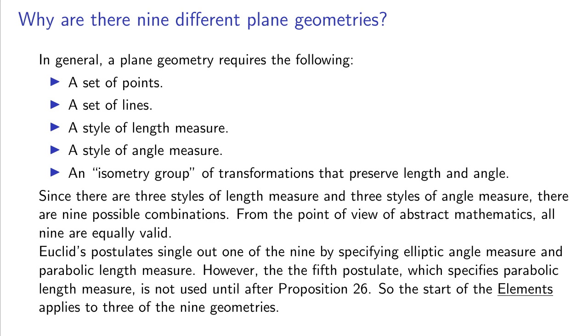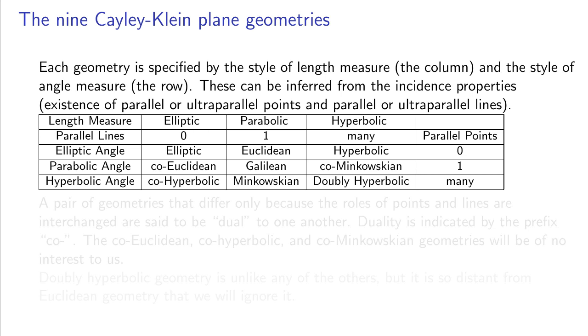It applies to all the geometries that use a style of length measure that doesn't depend on the existence of parallel lines. Here's a table showing the 9 geometries. Going across, we have the style of length measure, elliptic, parabolic, or hyperbolic, and that is determined by the existence of parallel lines. No parallel lines means elliptic, unique parallel line means parabolic, and many lines that fail to intersect means hyperbolic length measure. For the angle measure, we need to know about parallel points.